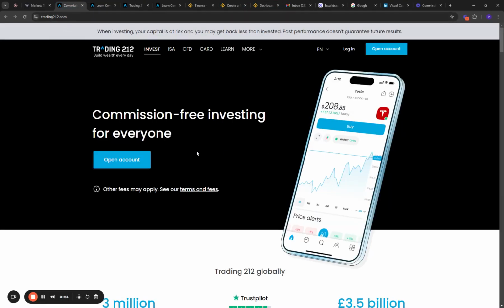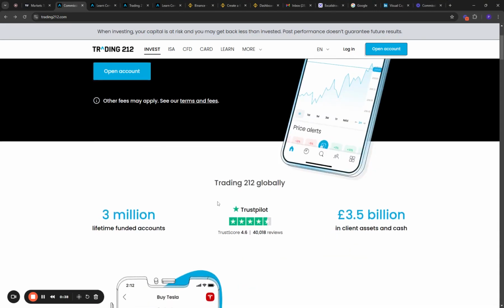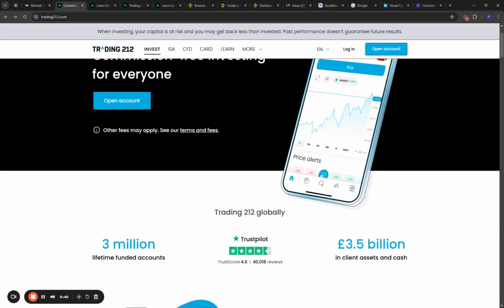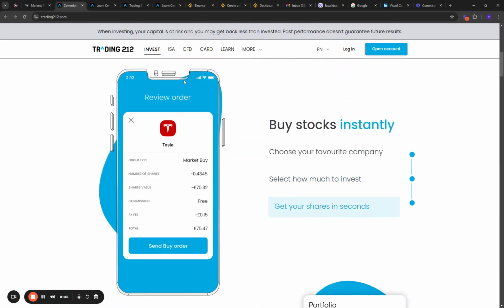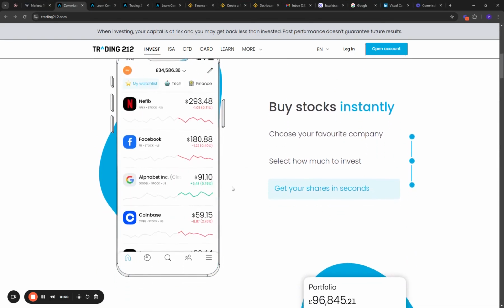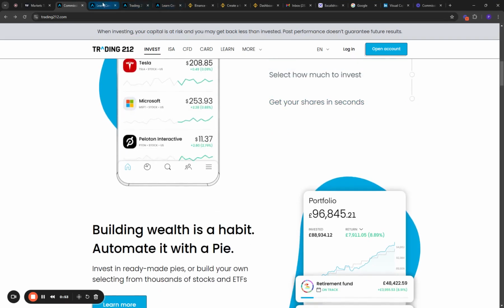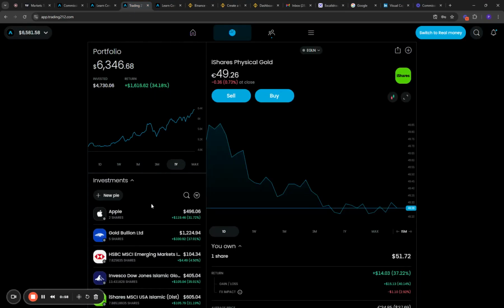They have their own app, and you can sign up. You need to have identification, and you need to upload a credit card statement. Also, the address should be the same as when you signed up. From this Trading 212 platform, you can also buy and sell stocks, which is what normal people do. But what I'm trying to show you is how you could just invest in gold.